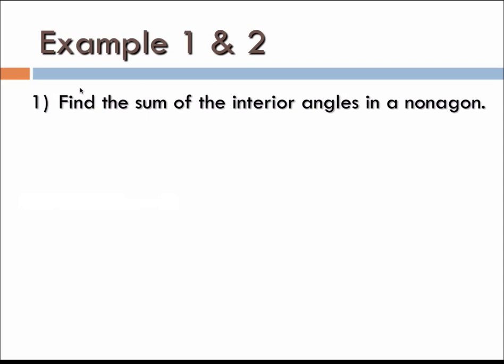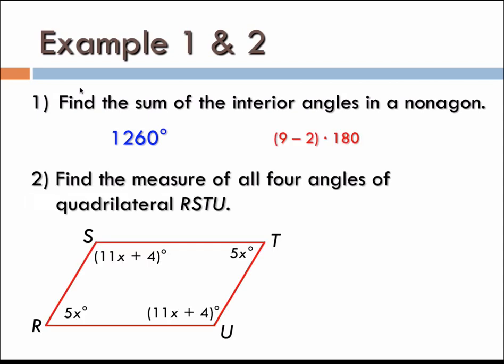What's n in problem number 1? 9. 9 minus 2 is 7 times 180 gives us that 1260. Notice we don't know how big any of the individual angles are, except they have to be less than 180 but greater than 0. We just know that when you add them all up, you get that. Okay, 1260. Good. All right, find the measure of all 4 angles.